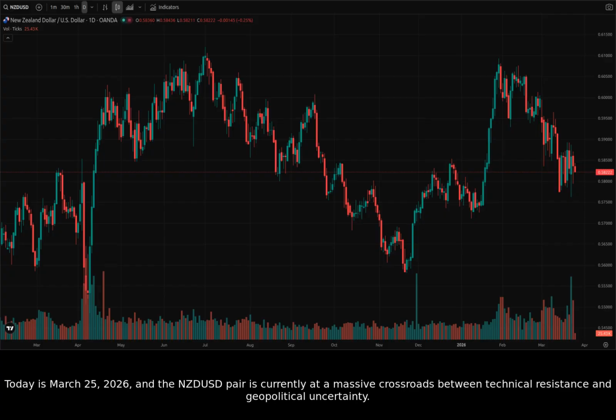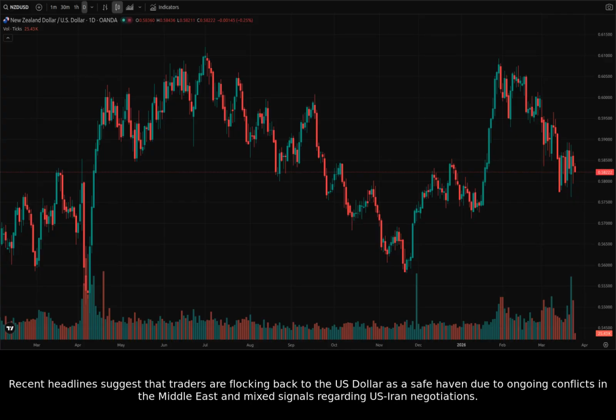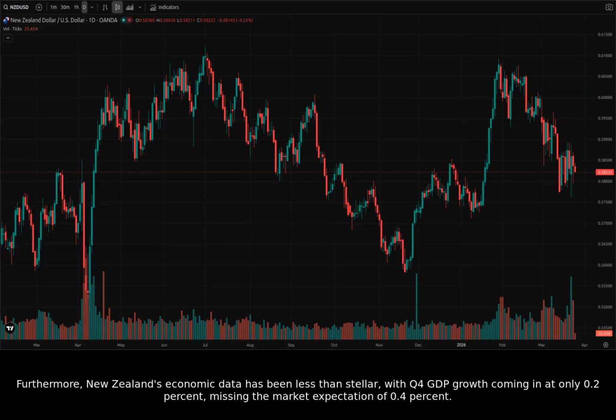Today is March 25th, 2026, and the NZDUSD pair is currently at a massive crossroads between technical resistance and geopolitical uncertainty. Recent headlines suggest that traders are flocking back to the US dollar as a safe haven due to ongoing conflicts in the Middle East and mixed signals regarding US-Iran negotiations. Furthermore, New Zealand's economic data has been less than stellar, with Q4 GDP growth coming in at only 0.2%, missing the market expectation of 0.4%.